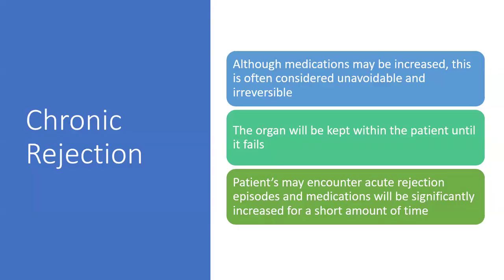Chronic rejection. This is going to be what happens after a month, after a few months. Okay. So, chronic rejection, the way that we treat this is we will also increase the medications, but a certain point of chronic rejection is actually expected and normal within the case of any kind of tissue organ transplant. So, as long as the organ is still working, we keep it in the patient.